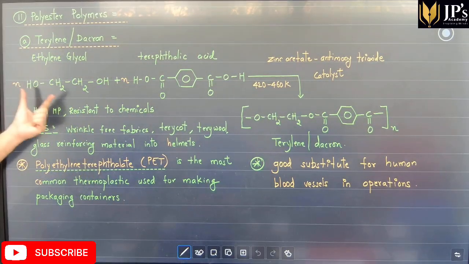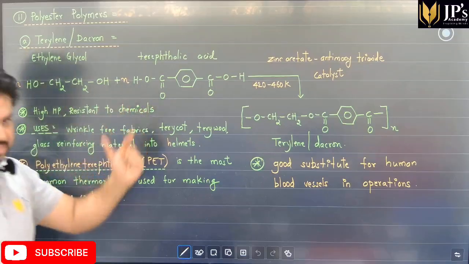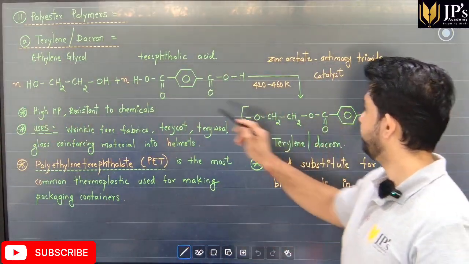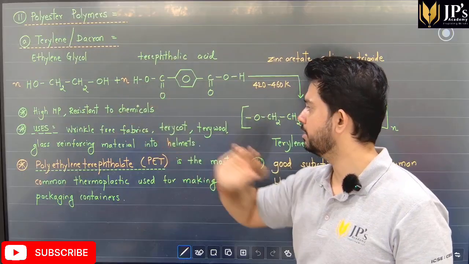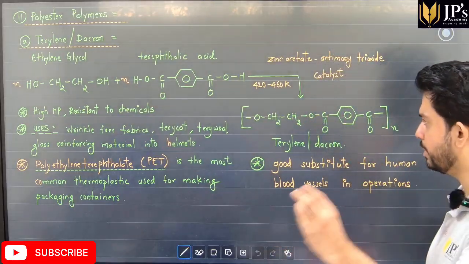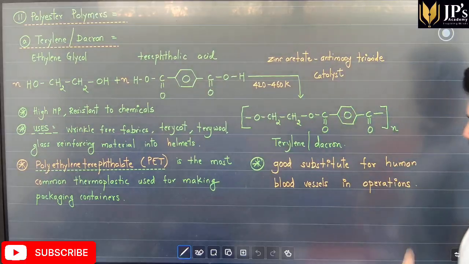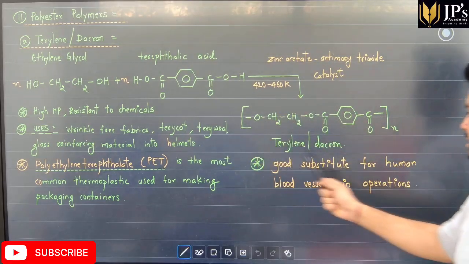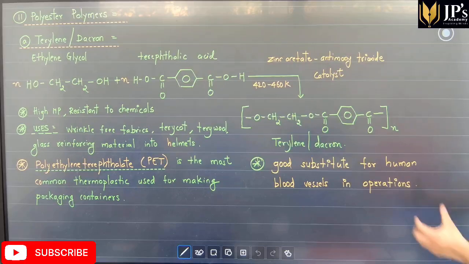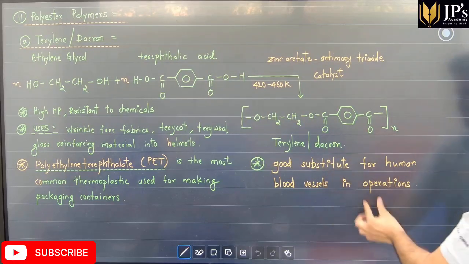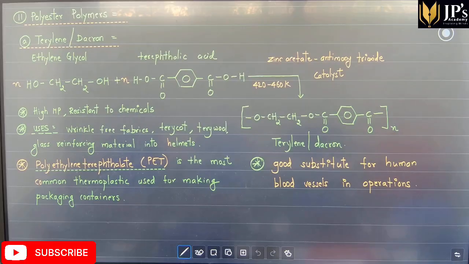So we have ethylene glycol and we have terephthalic acid. Same thing, you will be removing a water molecule. Sometimes methyl terephthalate is also used, and that produces terylene or Dacron. Terylene or Dacron is a good substitute for human blood vessels in operations.